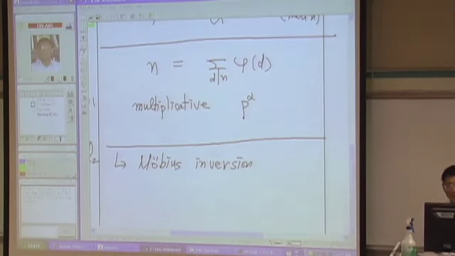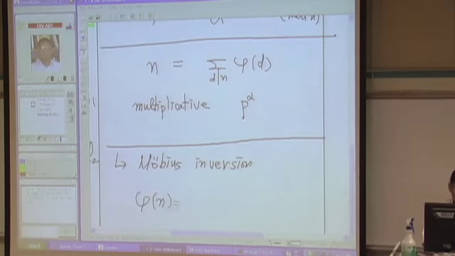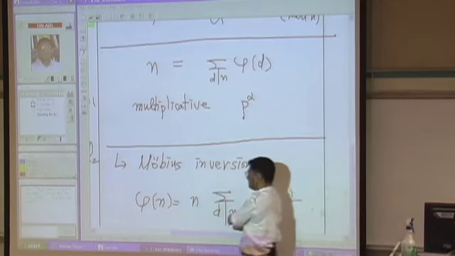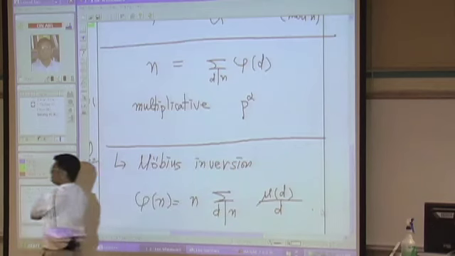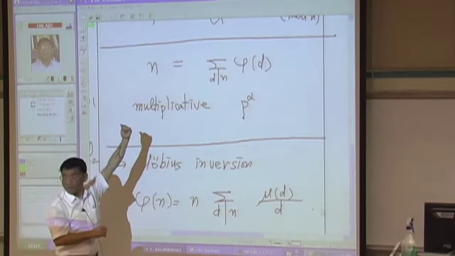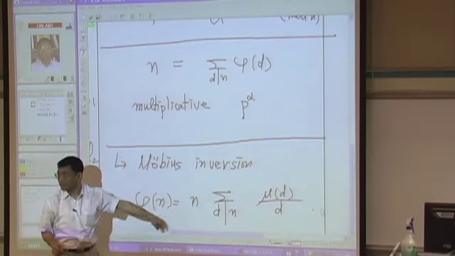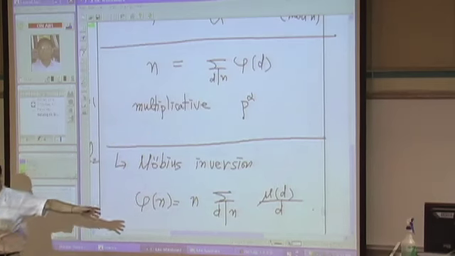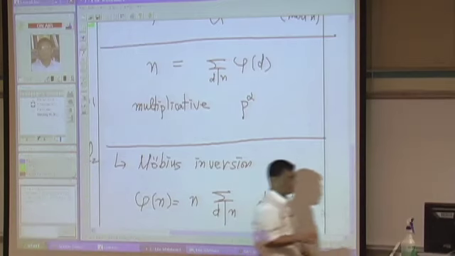Because of the Möbius inversion principle, we can say this: phi of n is n times the sum over d dividing n, with the Möbius inversion formula. This is the property that I will prove by applying Möbius inversion. Once you have a summand, we can find the sum. Once you have a sum, we can find the summand. This is achieved by the Möbius inversion formula, and I will prove it.